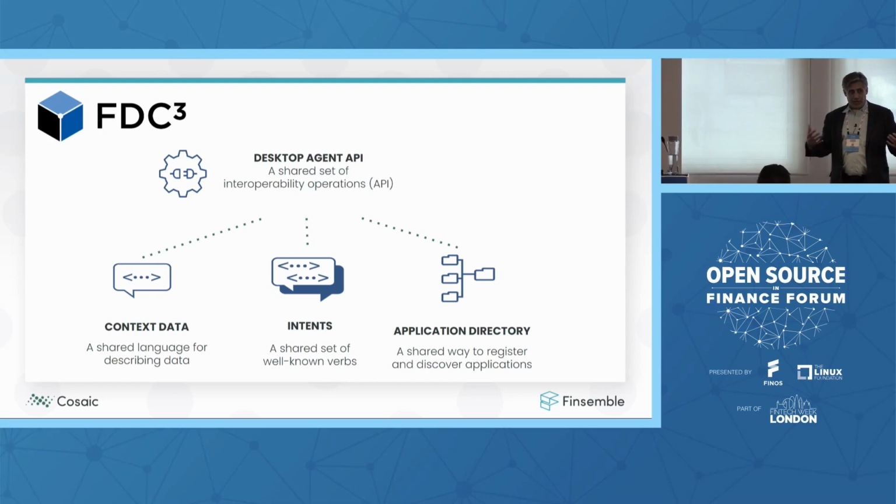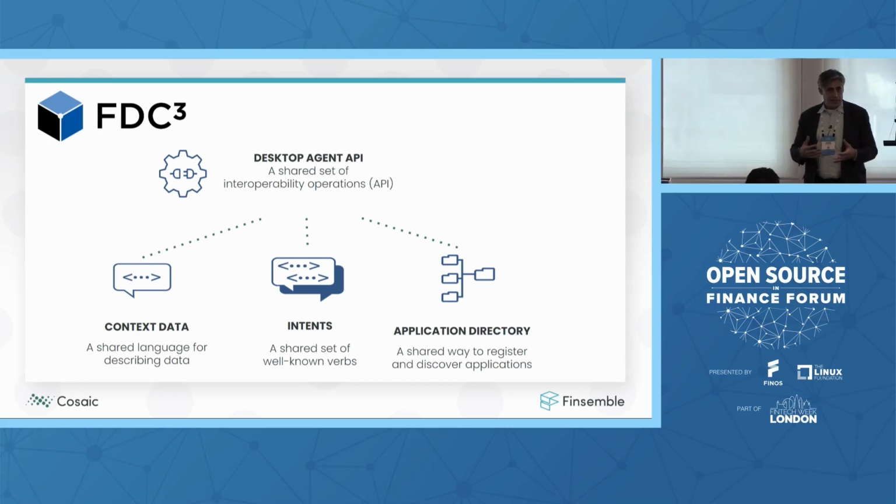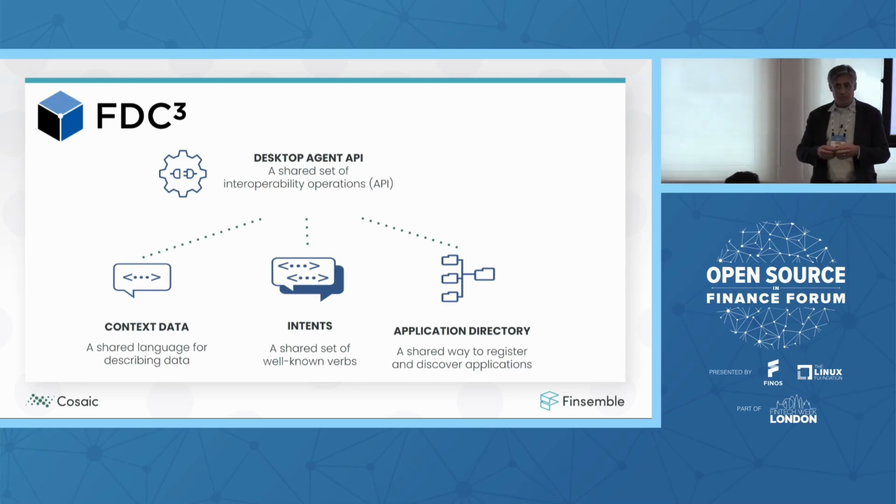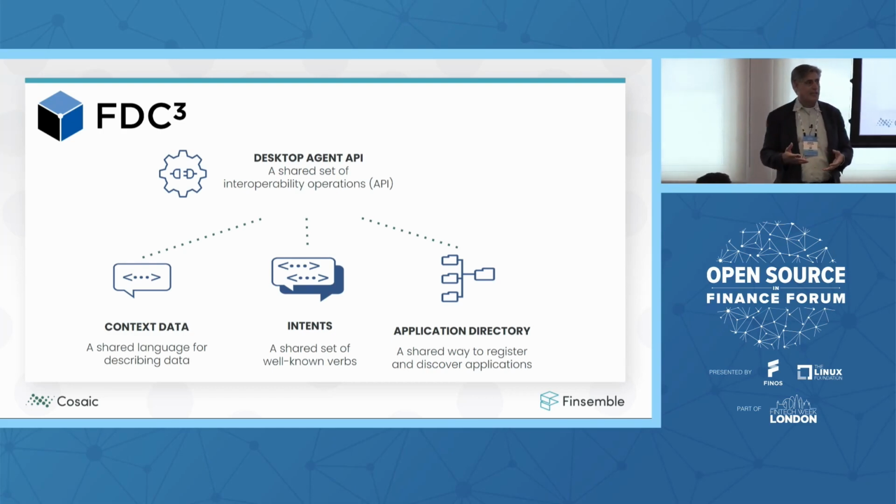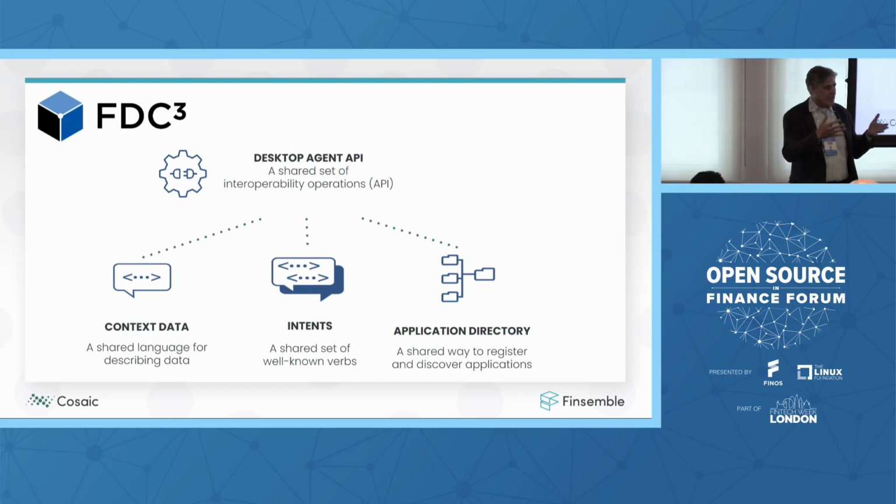The application directory, right? We're all out here building apps, and multiple apps. So where do I find them? How are they defined? They need to have a standardized method of describing them and finding them so that it's easy to use. And ideally, we're going to have multiple app directories, but we'll come to that point later. All of these things are tied together by an API, the Desktop Agent API.